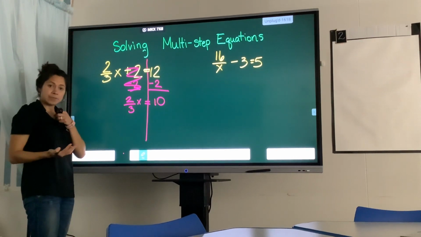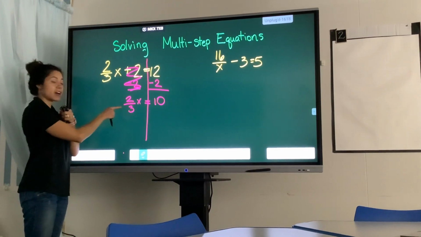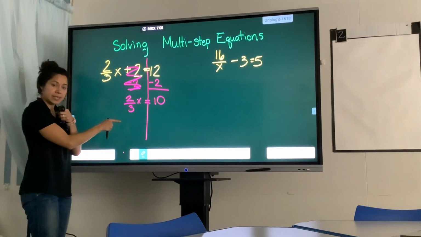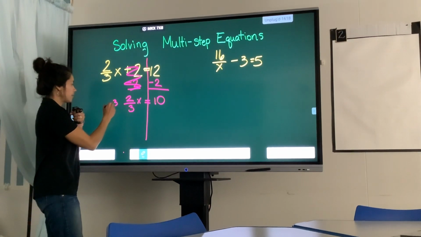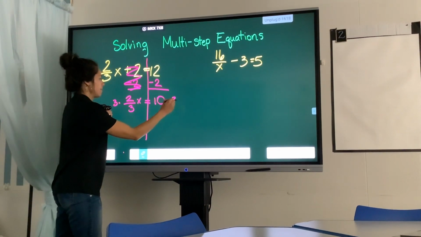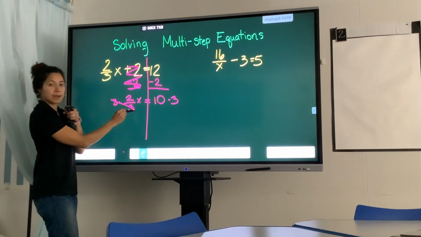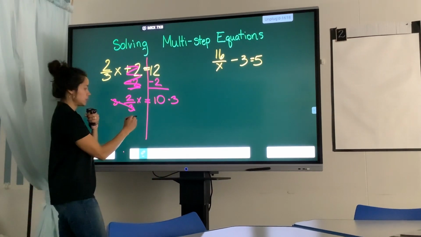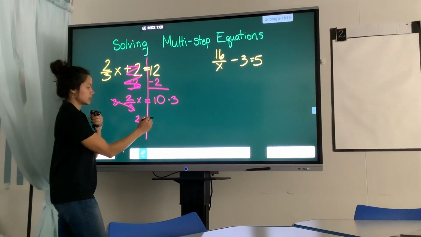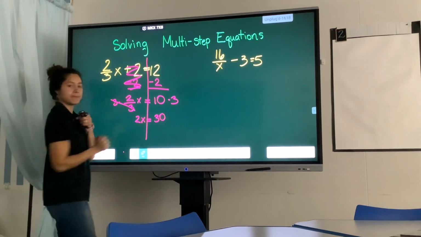The opposite, we have to get rid of this fraction. The opposite of dividing by 3, we can multiply by 3. 3 divided by 3 is 1. We'll be left with 2x equals 10 times 3, or 30.